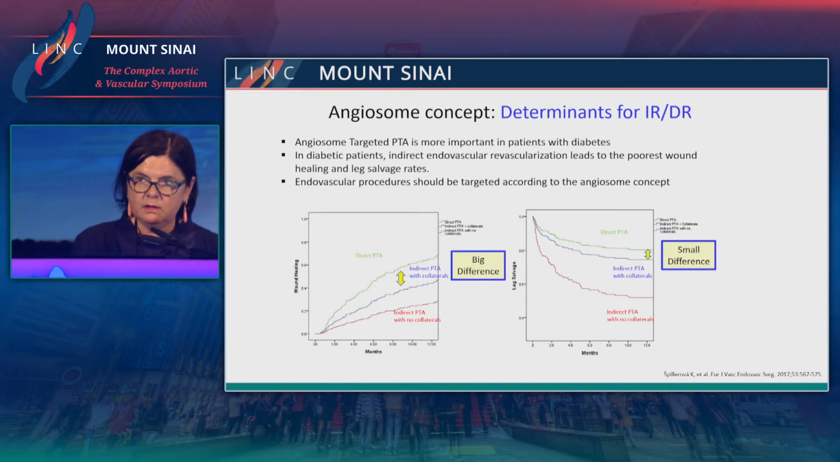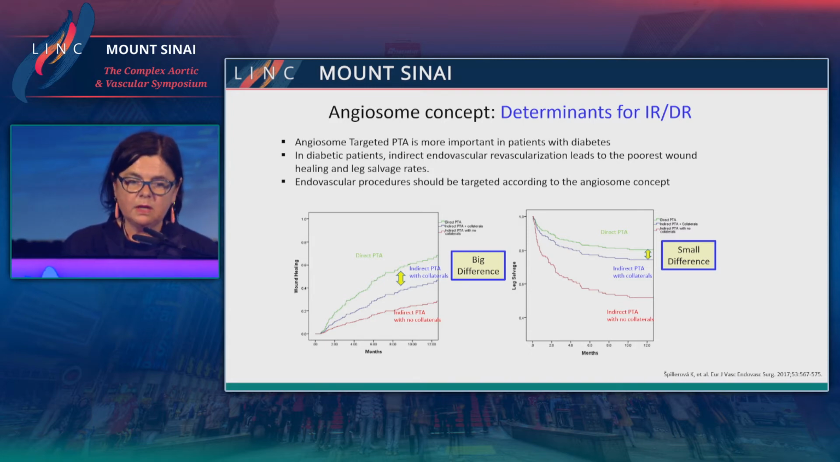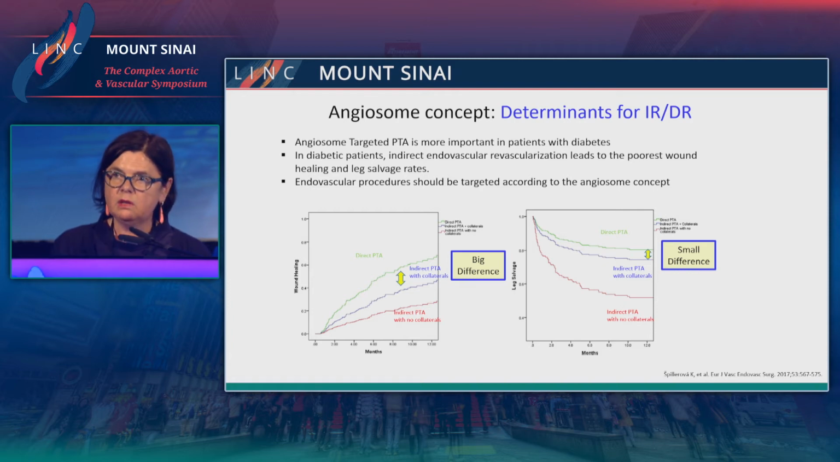And this is the last paper from Spillerova, published last year, that he was able to show in his study that the angiosome-targeted PTA is more important in patients with diabetes. In diabetic patients, indirect endovascular revascularization leads to the poorest wound healing and limb salvage rates. So endovascular procedures should be targeted according to the angiosome concept.